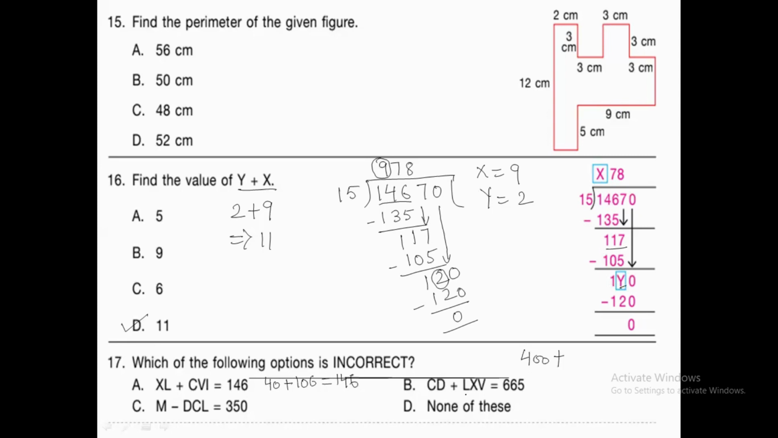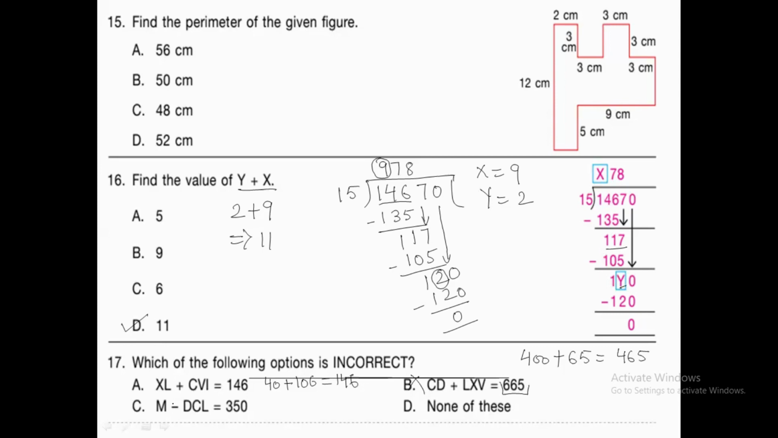Then we need to add LXV. So what is the meaning of LXV? 50 plus 10 is 60. 60 plus 5 is 65. So when we are adding it, we have to get 465. But in the question, it is given as 665. So we can say that option B is wrong. Option B is not correct. That one is incorrect. Now let's move to option C.